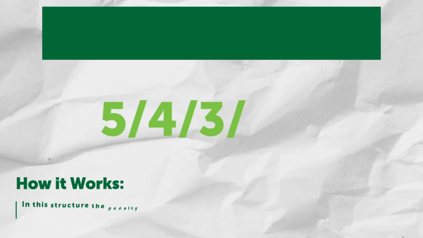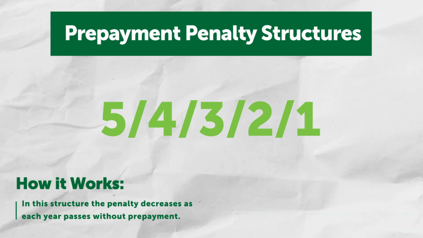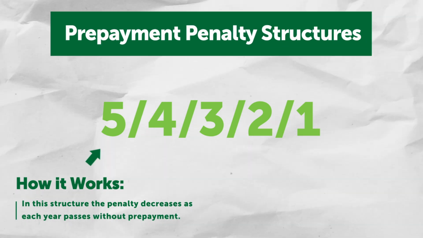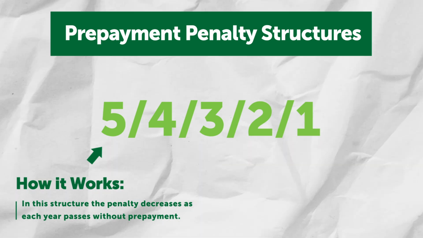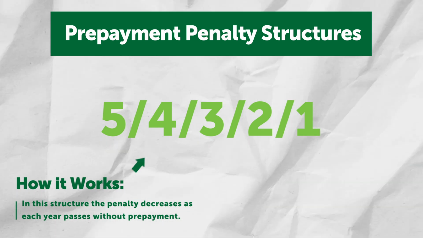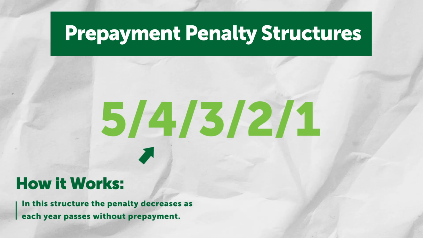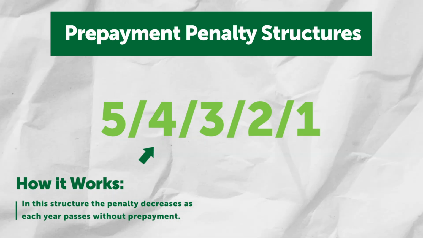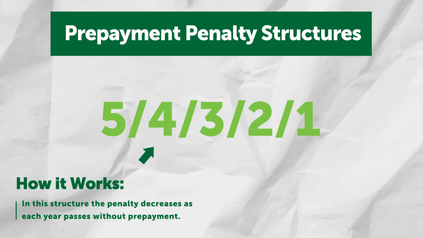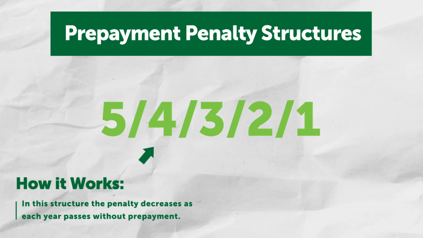However, the most common are step-down structures, such as 5-4-3-2-1, which means that if prepaid during the first 12 monthly payment dates, the fee is 5%. If prepaid during the next 12 monthly payment dates, the fee is 4%, and so on, with no fees applied if the loan is prepaid anytime during the last 25 years of the 30-year term. This structure could also be shortened with penalties lowered, such as 3-2-1 or 2-1 options with the same general concept.